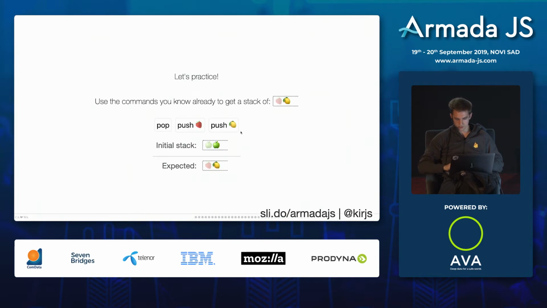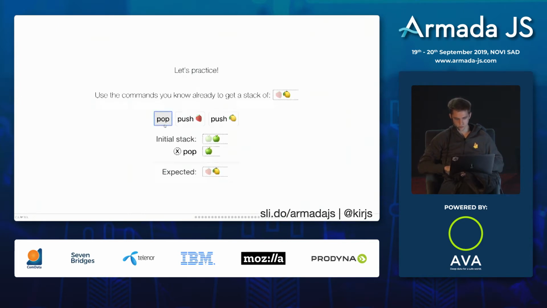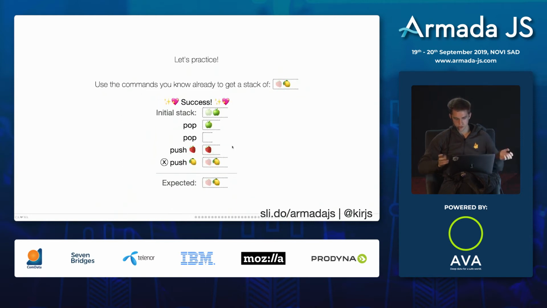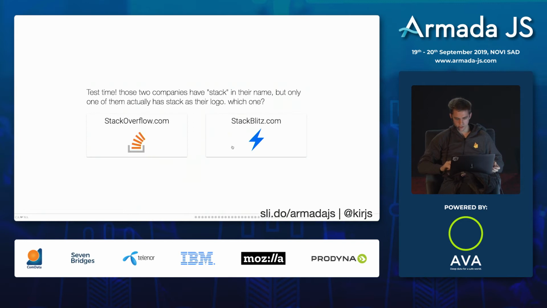Now, a little practice. We have 2 apples, and we want to get strawberry and lemon. So I'm going to pop 2 of them, and then push 2 of them. And here you go. By this time, you're pretty much a stack expert.